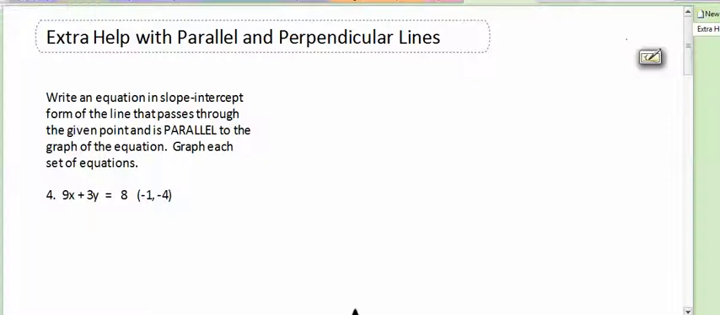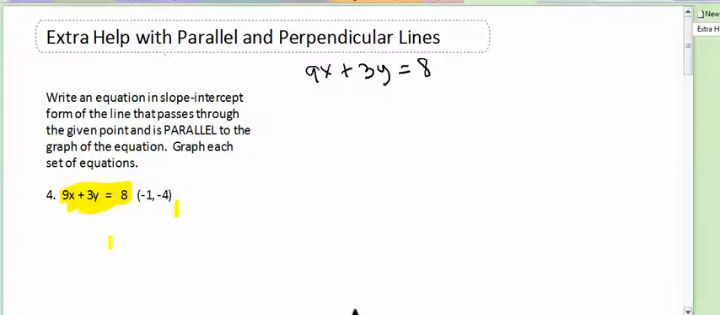So, first of all, you have to say, is the equation that they gave me, right here, in slope-intercept form? And it's not. So my very first step is to put that equation in slope-intercept form. So we're going to start over here, and we're going to write the original equation. So we have 9x plus 3y is equal to 8.